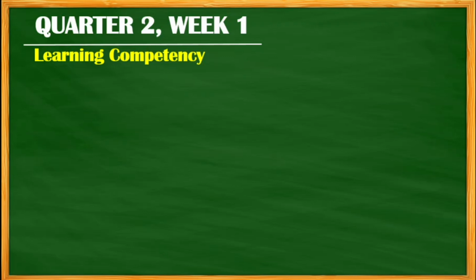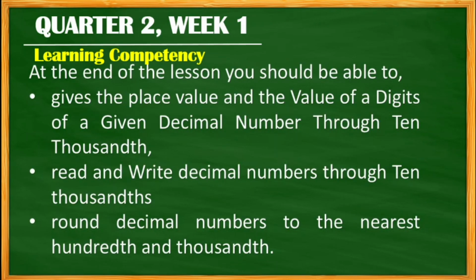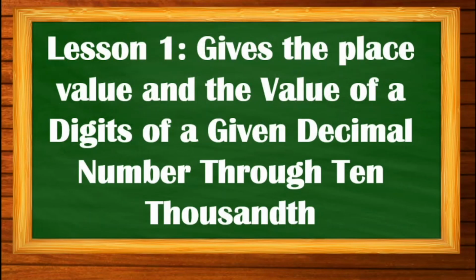So, our learning competency. At the end of the lesson, you should be able to give the place value and the value of a digit of a given decimal number through 10,000s. And you are going to read and write decimal numbers through 10,000s. And then you're going to round decimal numbers to the nearest hundreds and thousands. So, we're going to proceed to lesson number 1. Give the place value and the value of a digit of a given decimal number through 10,000s.